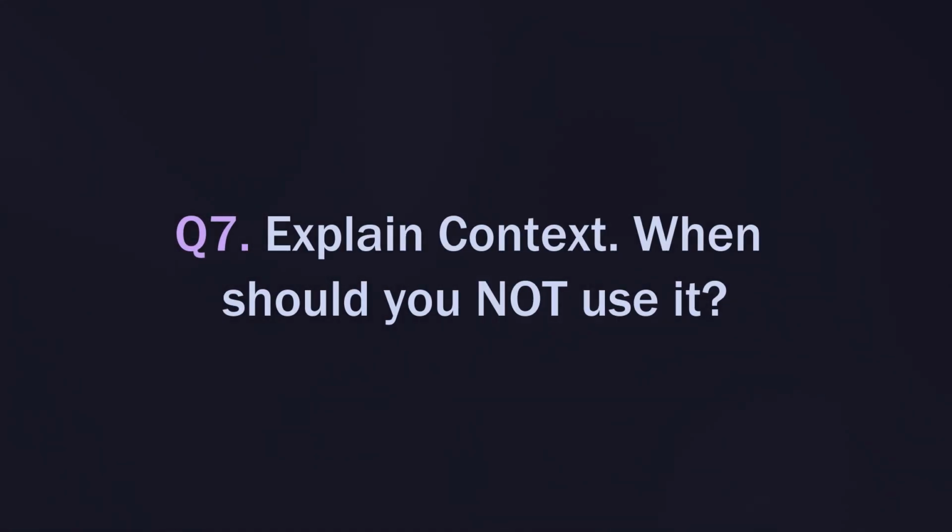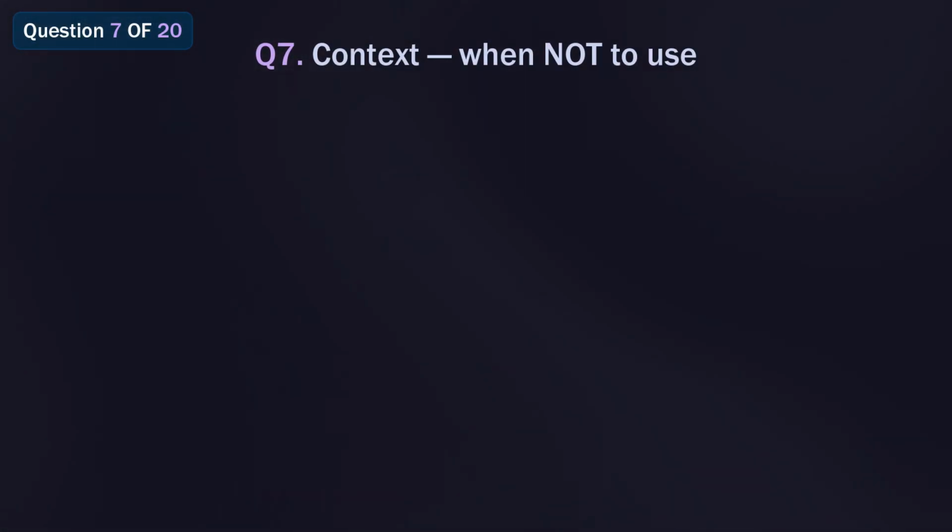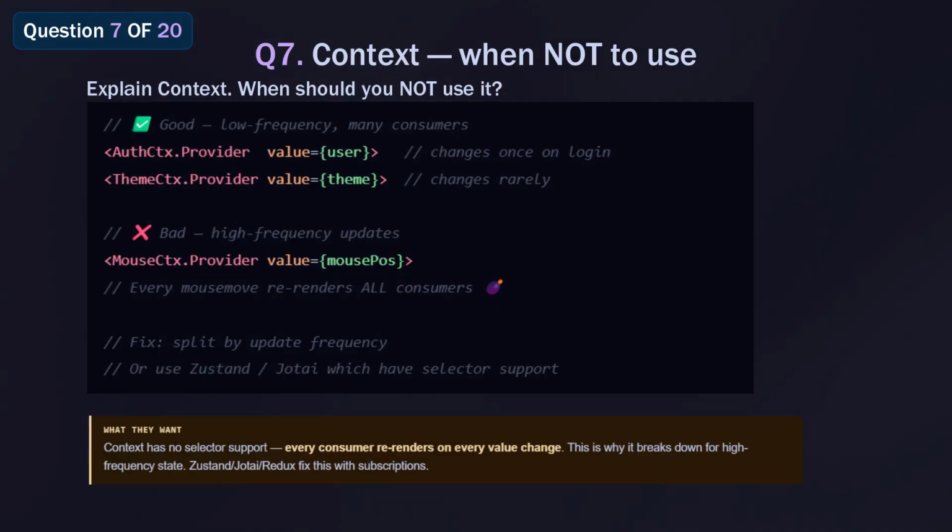Explain context. When should you not use it? Context provides a way to share values down the component tree without prop drilling. You create a context, wrap a subtree in its provider, and any descendant can read the value via useContext. Context is the right choice for generally global, low-frequency data: auth status, theme, locale. You should not use context as a general-purpose state management solution for two reasons.